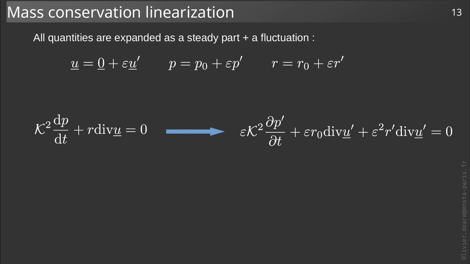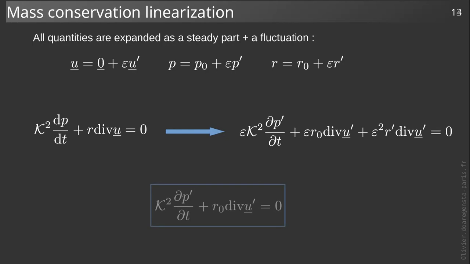Two terms of order epsilon and a term of order epsilon squared appear. By neglecting the last term, we obtain an equation in which the density fluctuation is neglected. It only appears through the pressure fluctuation when used in the state law to express its variation. The presence of the term R0 allows us to take into account a possible variation of spatial density of the fluid in the stationary state.